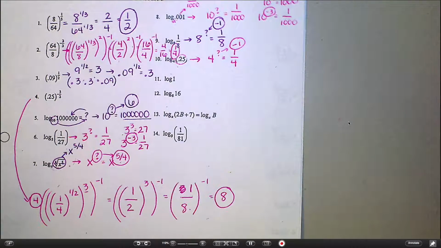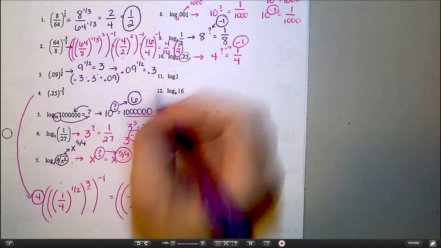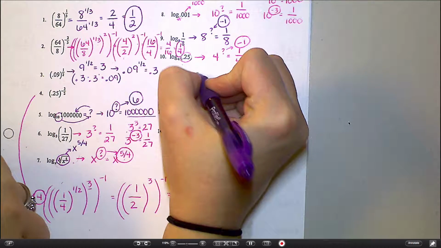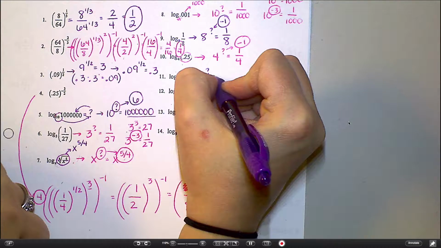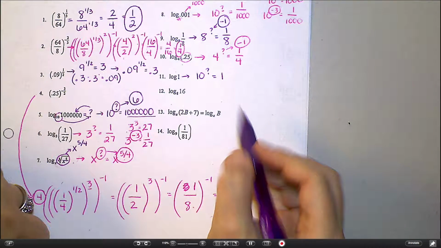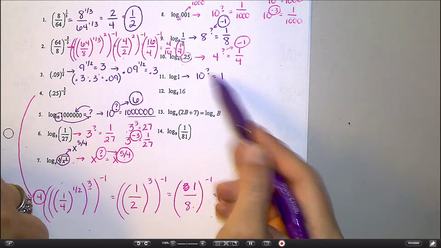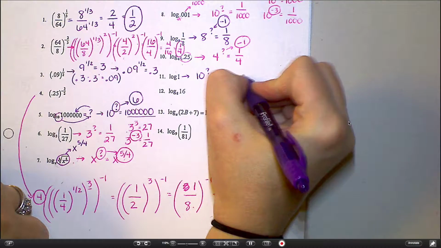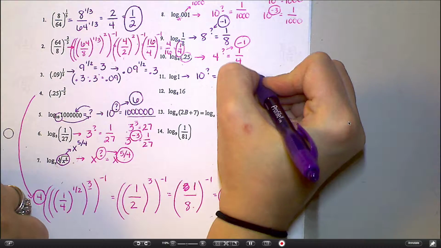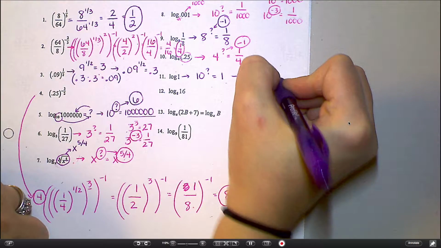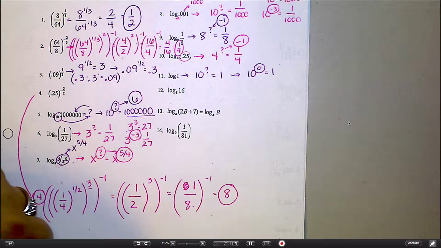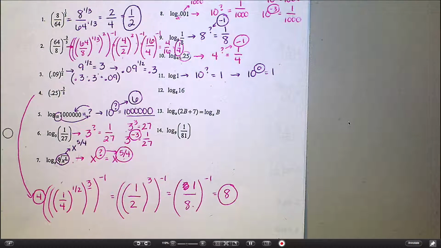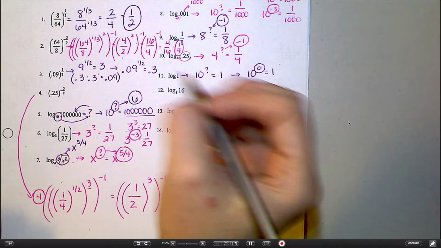Okay, number 11. That's a base of 10, so I'm saying 10 to what power would give me a 1? Well, what power always gives you a 1? That'd be a power of 0. 10 to the power of 0 equals 1, so 0 would be my answer there. Okay? All right, number 12 is a little trickier.